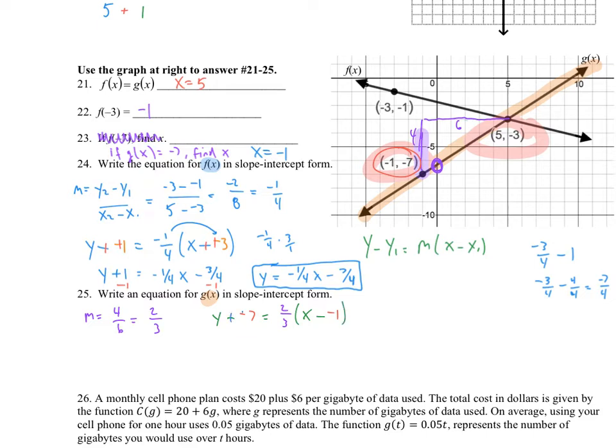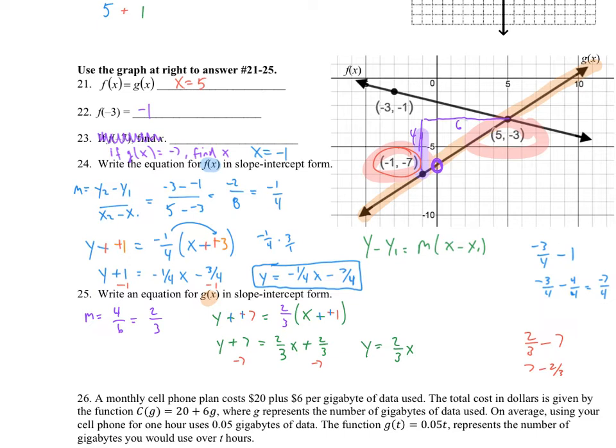Again, we get some double negatives, those are pluses, so this gives me y plus 7 equals, then we distribute, so it'll be 2/3 x plus 2/3. Minus 7 on both sides. So y equals 2/3 x, and a different way to think about it: 2/3 minus 7 is similar to 7 minus 2/3. It's just going to be the opposite sign.